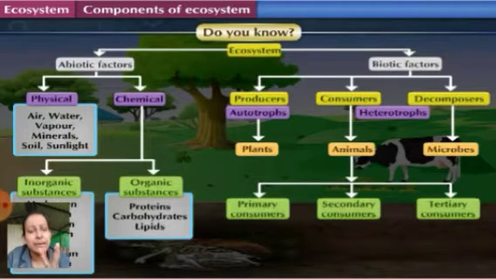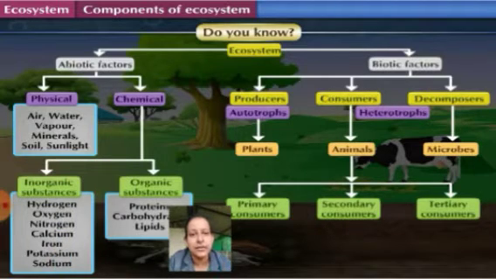Chemicals again can be divided into two types, whether there is presence of carbon in a particular substance or absence of carbon. So those substances which do not have carbon as their compound, they are called inorganic substances. Okay, not compound, as element. So inorganic substances like hydrogen, oxygen, nitrogen, calcium, iron, potassium, sodium, all these are called inorganic substances, whereas organic substances are proteins, carbohydrates and lipids.